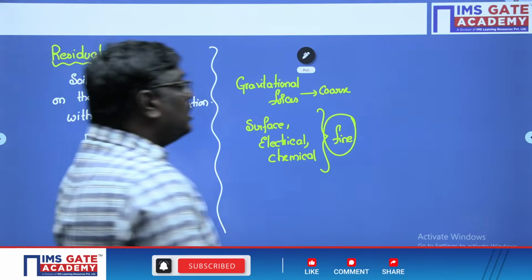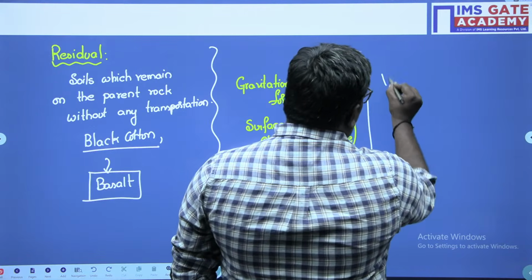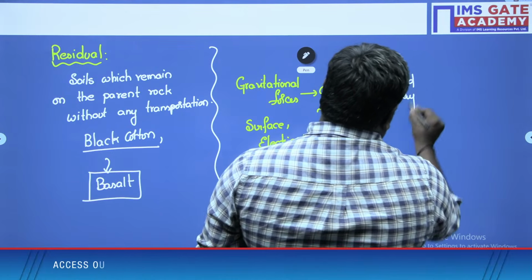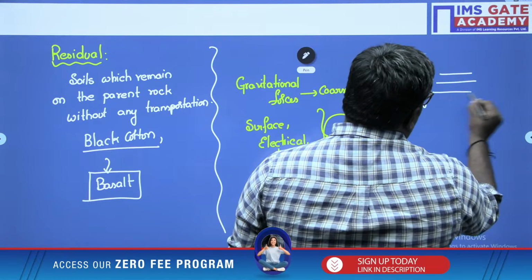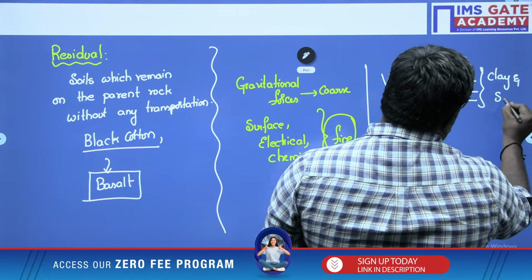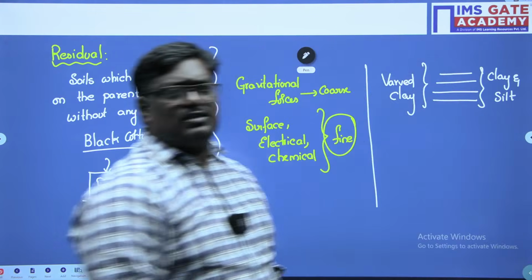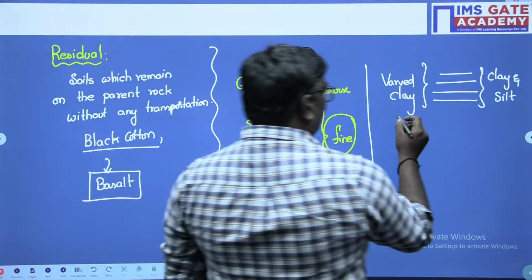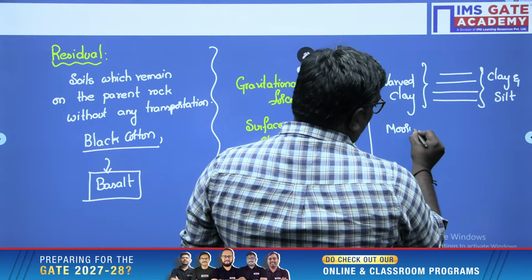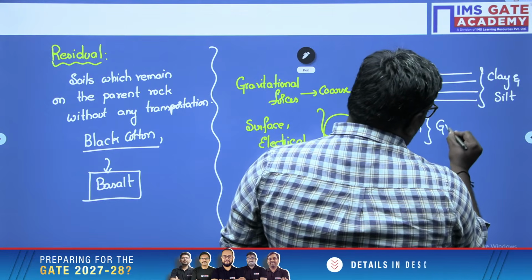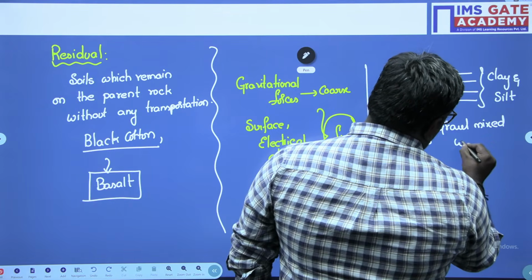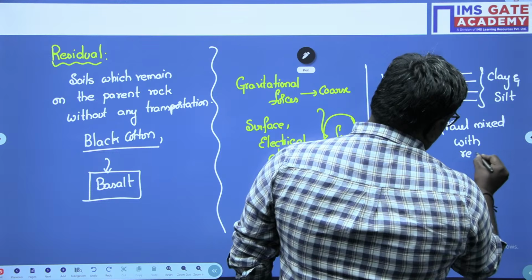Agree, my dear students? Now, similarly, if you consider varved clay. What is varved clay, sir? It contains alternate layers of clay and silt. Then murrum. Murrum is what, sir? Gravel mixed with red clay.